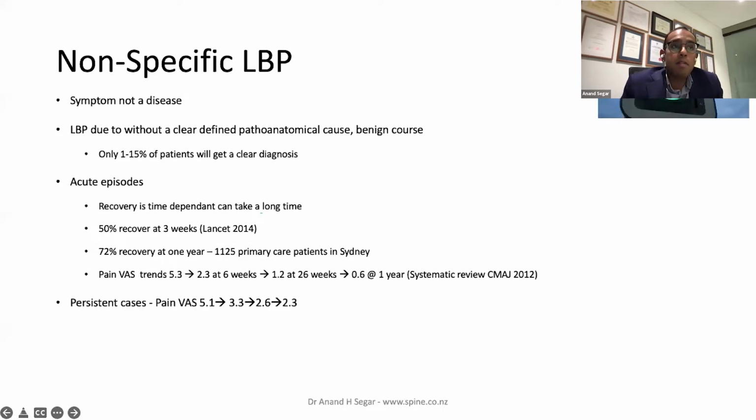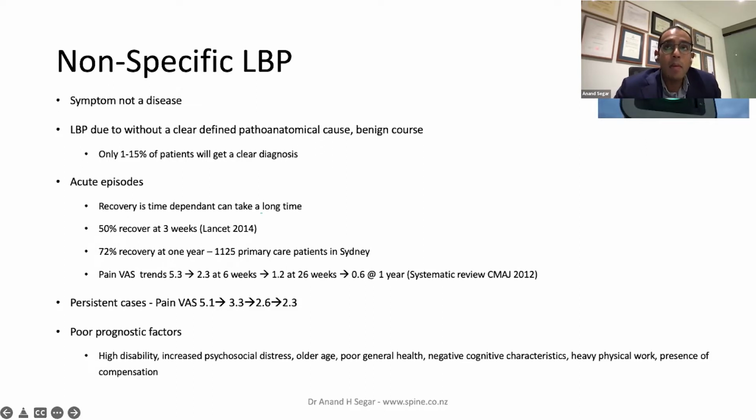But in those with persistent cases, their VAS scores kind of stagnate from about 6 weeks to 1 year, sitting at about 2.5. So people are living with some background pain. And the poor prognostic factors of people to not recover from back pain are high initial disability, increased psychosocial distress, older age, poor general health, negative cognition, heavy physical work, and the presence of compensation.